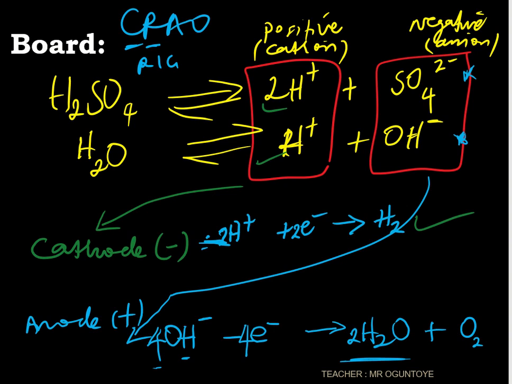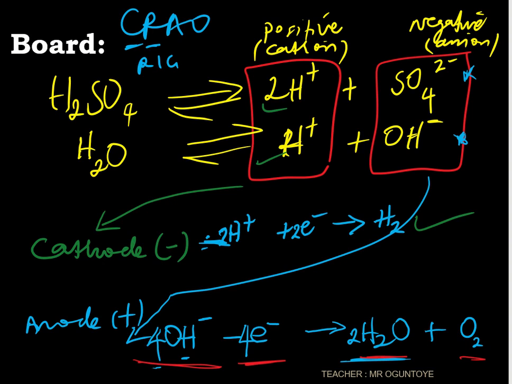So you can see the equation at the anode and at the cathode. You need to know by heart that each time your hydroxide is discharged, it's usually going to lose 4 electrons to form 2 water and 1 oxygen. So let's say it together. 4 hydroxide will lose 4 electrons to form 2 water and 1 oxygen.